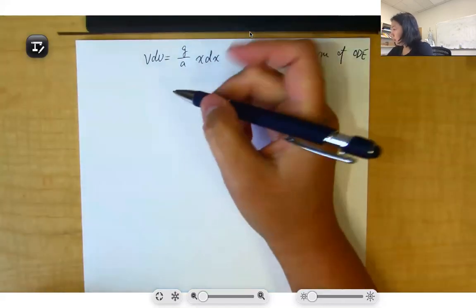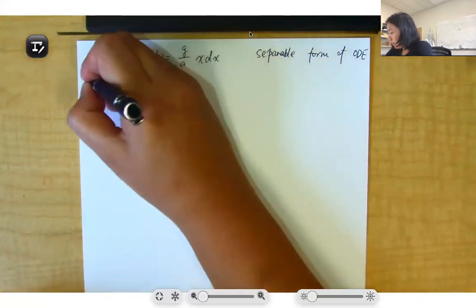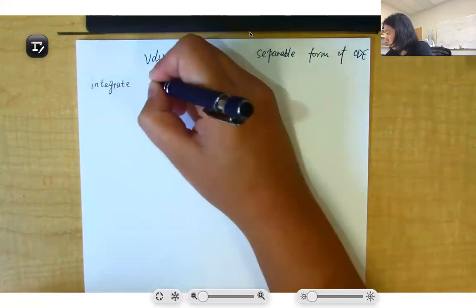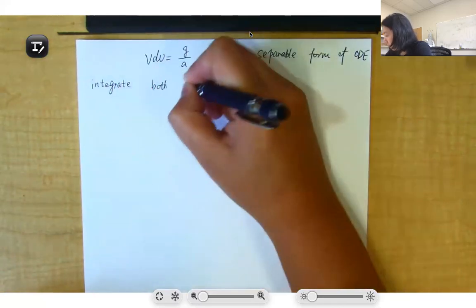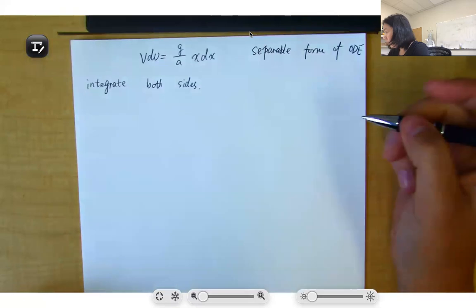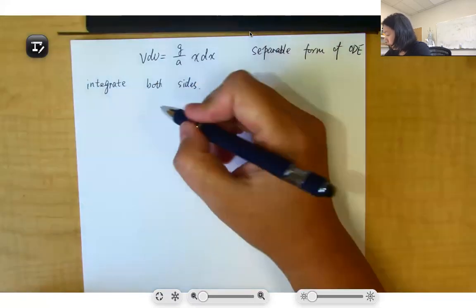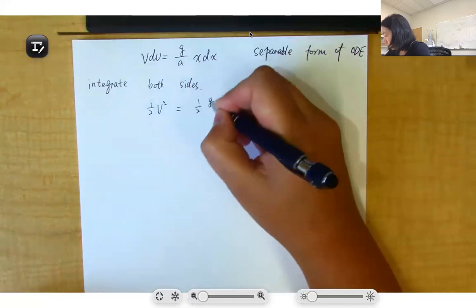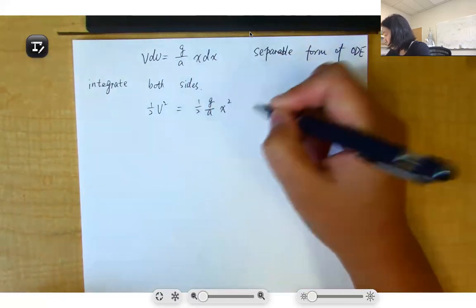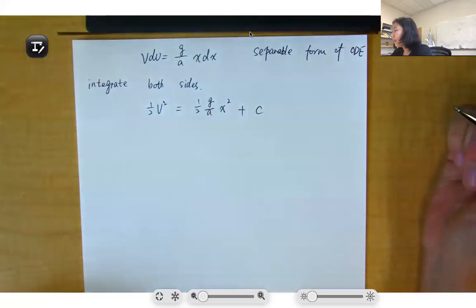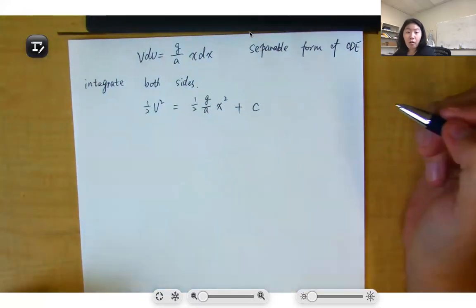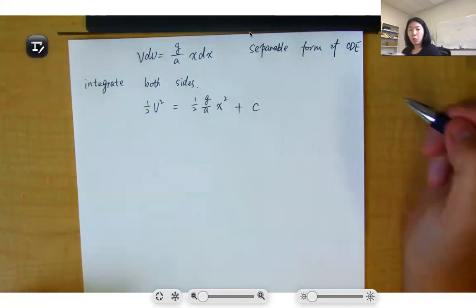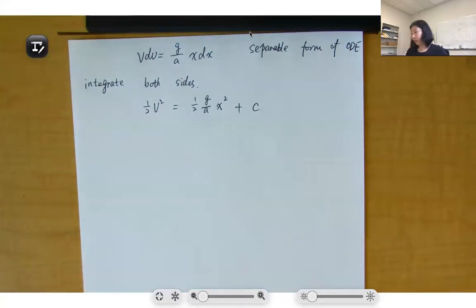Well, we can integrate both parts. Integrate both sides. So you can get half of v squared equals half of g over a x squared plus some constant, right? And this is how we solve the separable form of the first order ODEs. It's the most simple form to solve analytically.